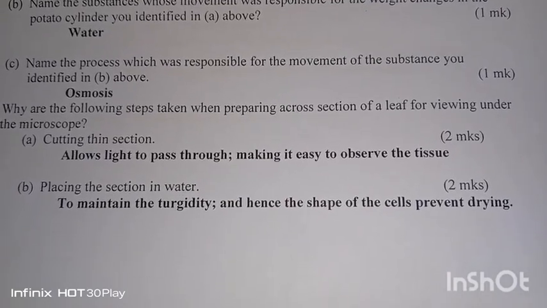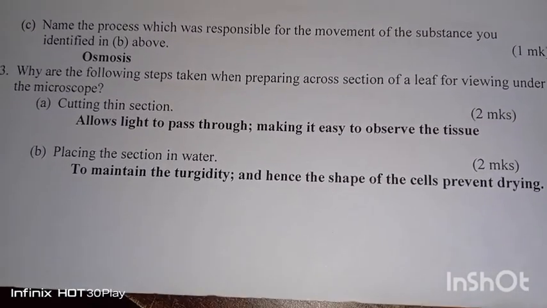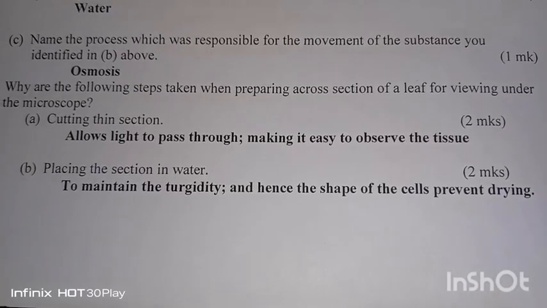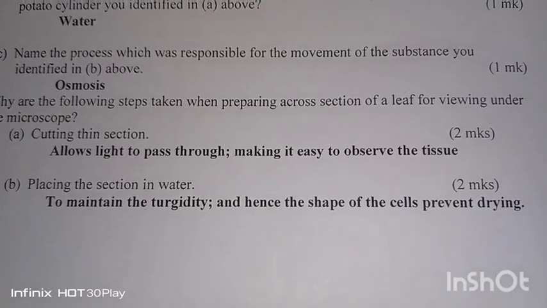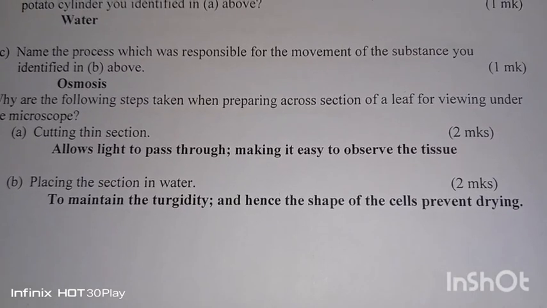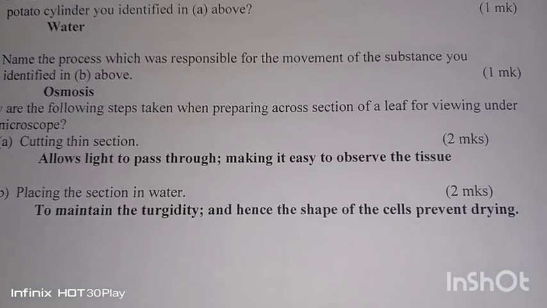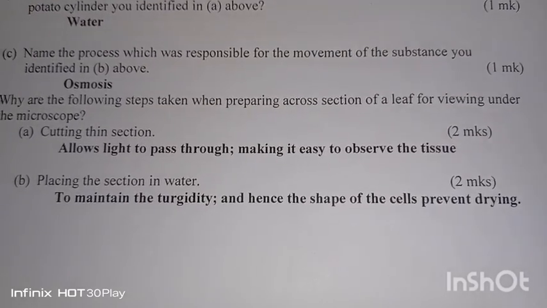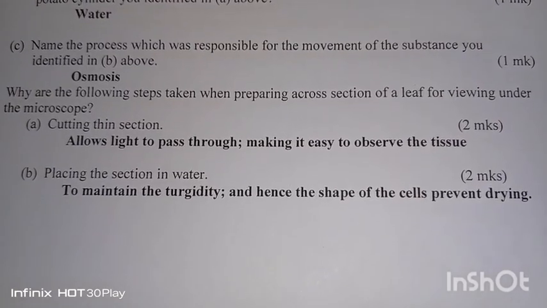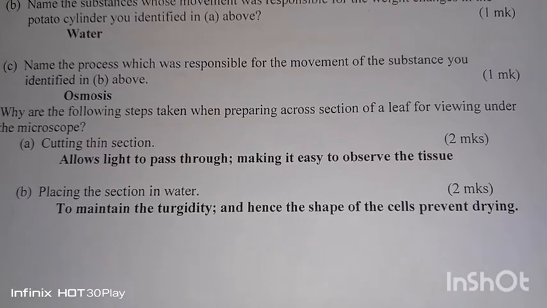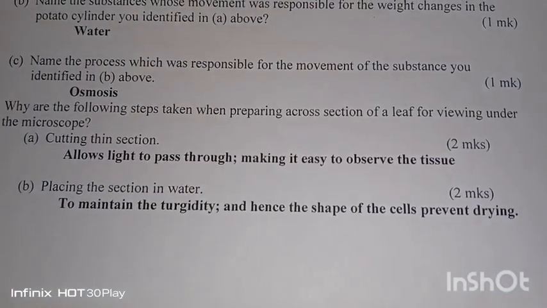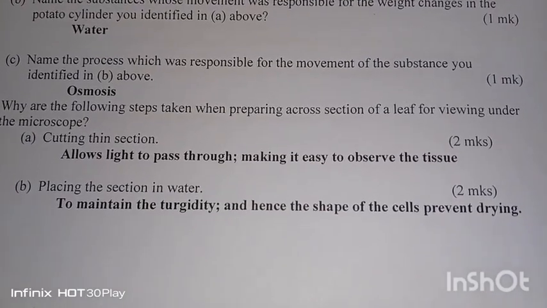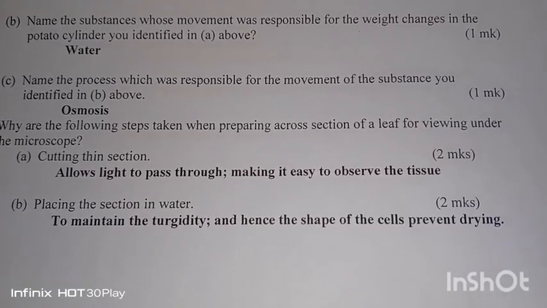The next question you're asked, why are the following steps taken when preparing a cross-section of a leaf for viewing under a microscope? Cutting thin section. So you normally cut thin sections of whatever you want to view under a microscope to allow light to pass through it, making it easy to observe the tissue. Placing the section in water, that is to maintain turgidity, so that the cells remain turgid, and therefore the shape is retained and it prevents drying.